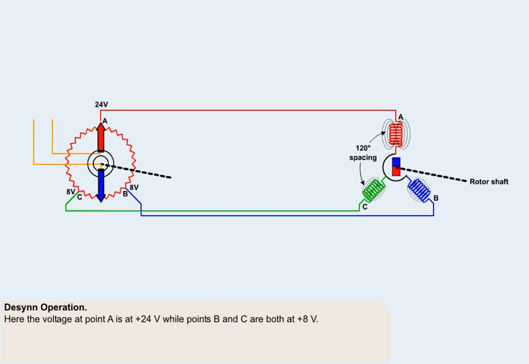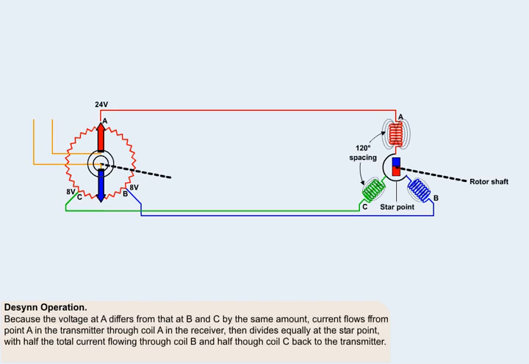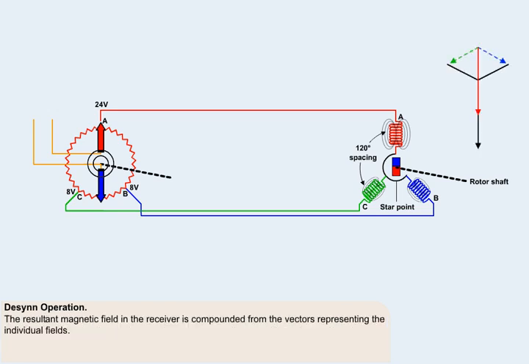Here the voltage distribution around the potentiometer is such that point A is at plus 24 volts, while points B and C are both at plus 8 volts. Because the voltage at A differs from that at B and C by the same amount, current flows from A through coil A in the receiver, then divides equally at the star point, with half the total current flowing through coil B and half through coil C back to the transmitter. The resultant magnetic field in the receiver, with which the rotor magnet aligns itself, is compounded from the vectors representing the individual fields.